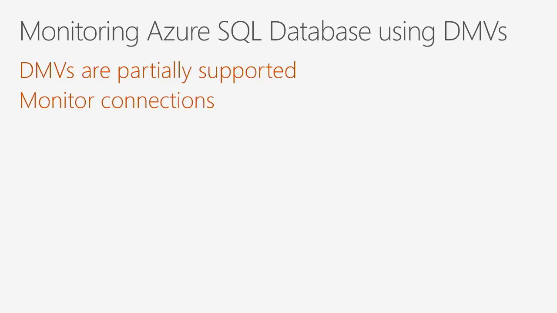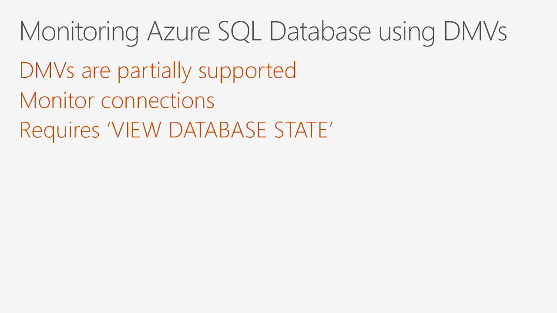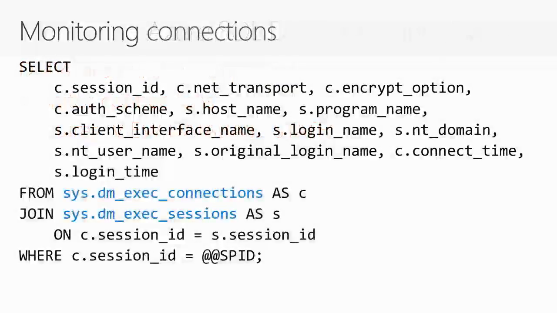You can monitor connections. The requirement for being able to do this is to have VIEW DATABASE STATE. So if you have any users that you want to have the ability to use the DMVs to monitor, as an admin, you would need to grant them VIEW DATABASE STATE. And for those of you who are developers in the room, if you'd like to monitor while you're building applications and database-related items, you would need to ask an admin for VIEW DATABASE STATE. So to be able to monitor connections, this is what the query will look like. And if you download the slides, I'm going to go through these.